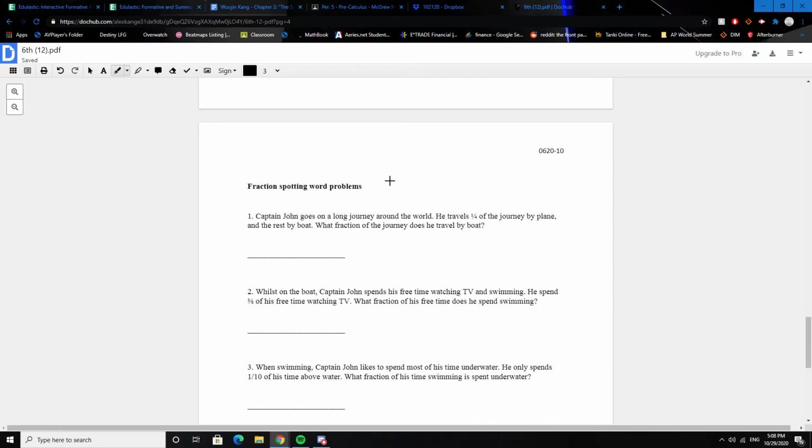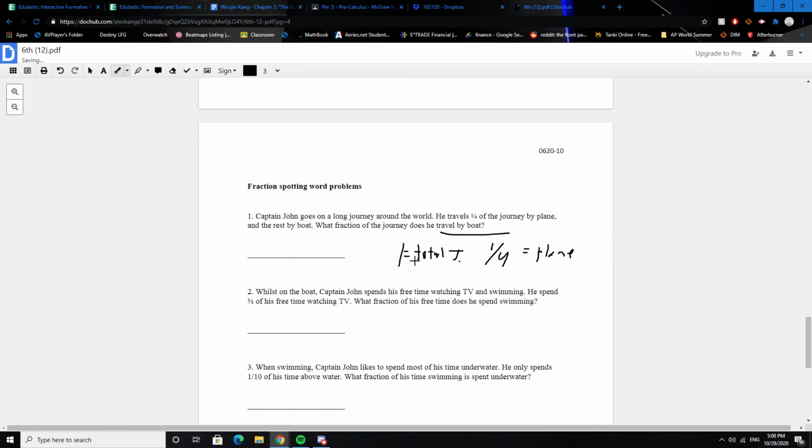So this question is asking what fraction of the journey he travels by boat. So boat is a fraction he did not give you. Here's what you know. 1, the whole number, because they're giving you fractions, is the entire journey, the total journey. And they give you 1/4. This is the information they give you. 1/4 is by plane.